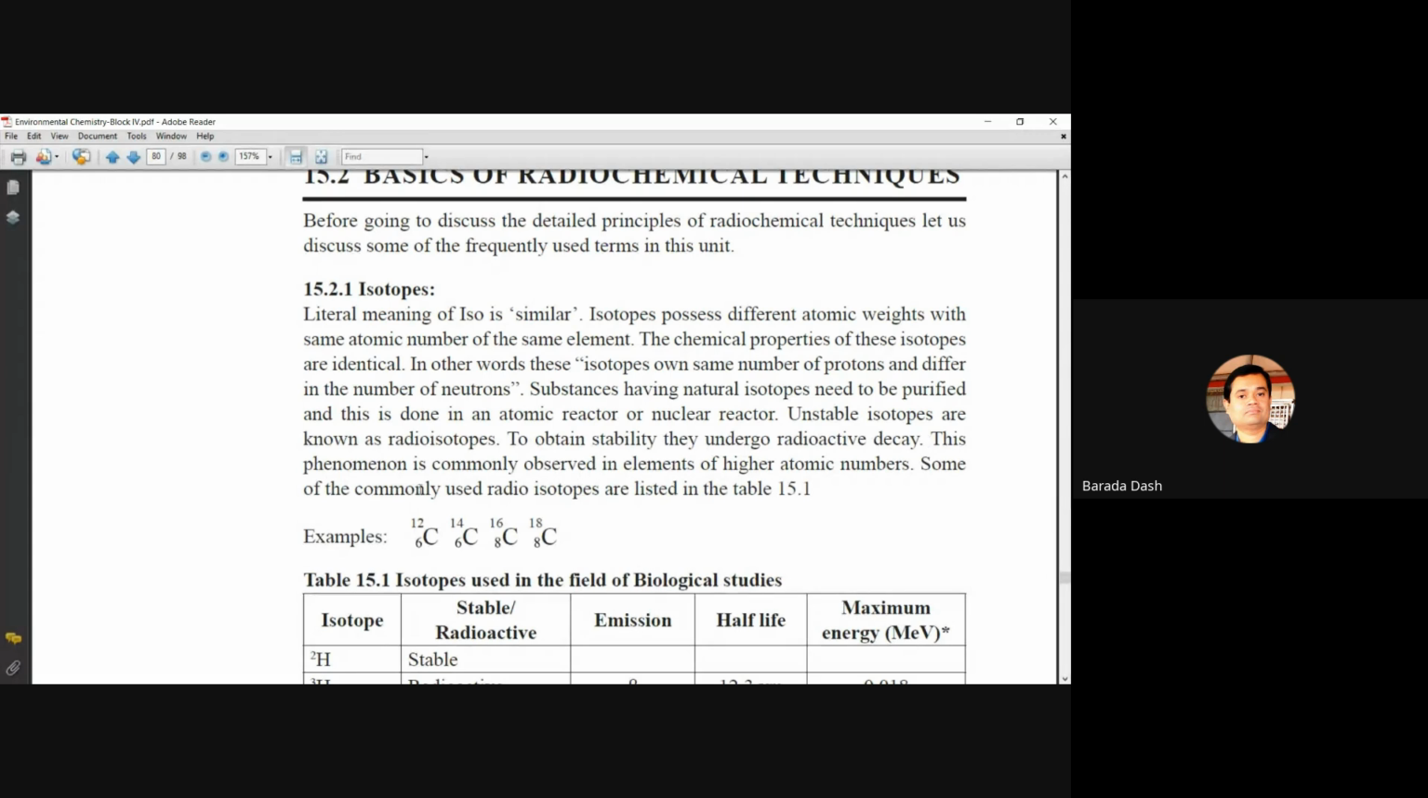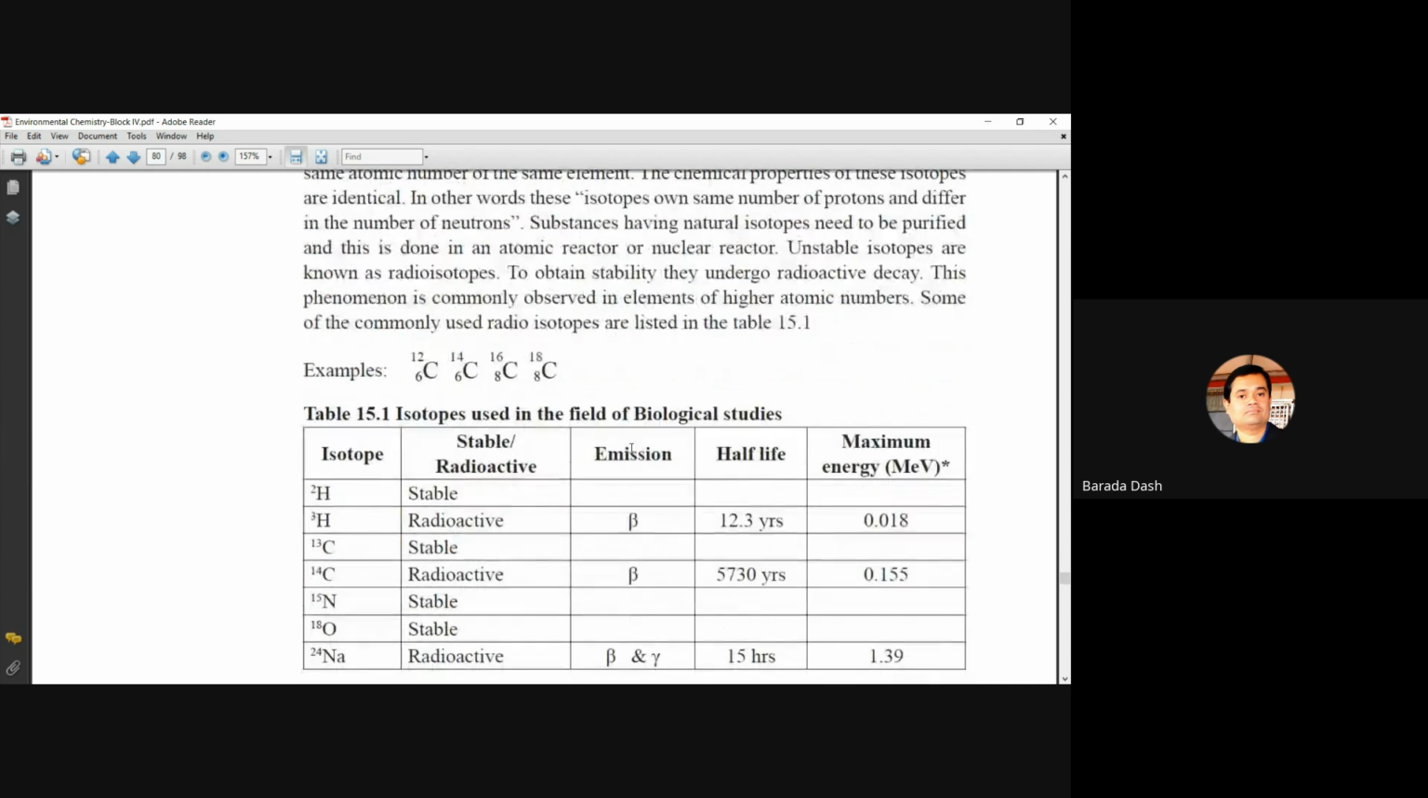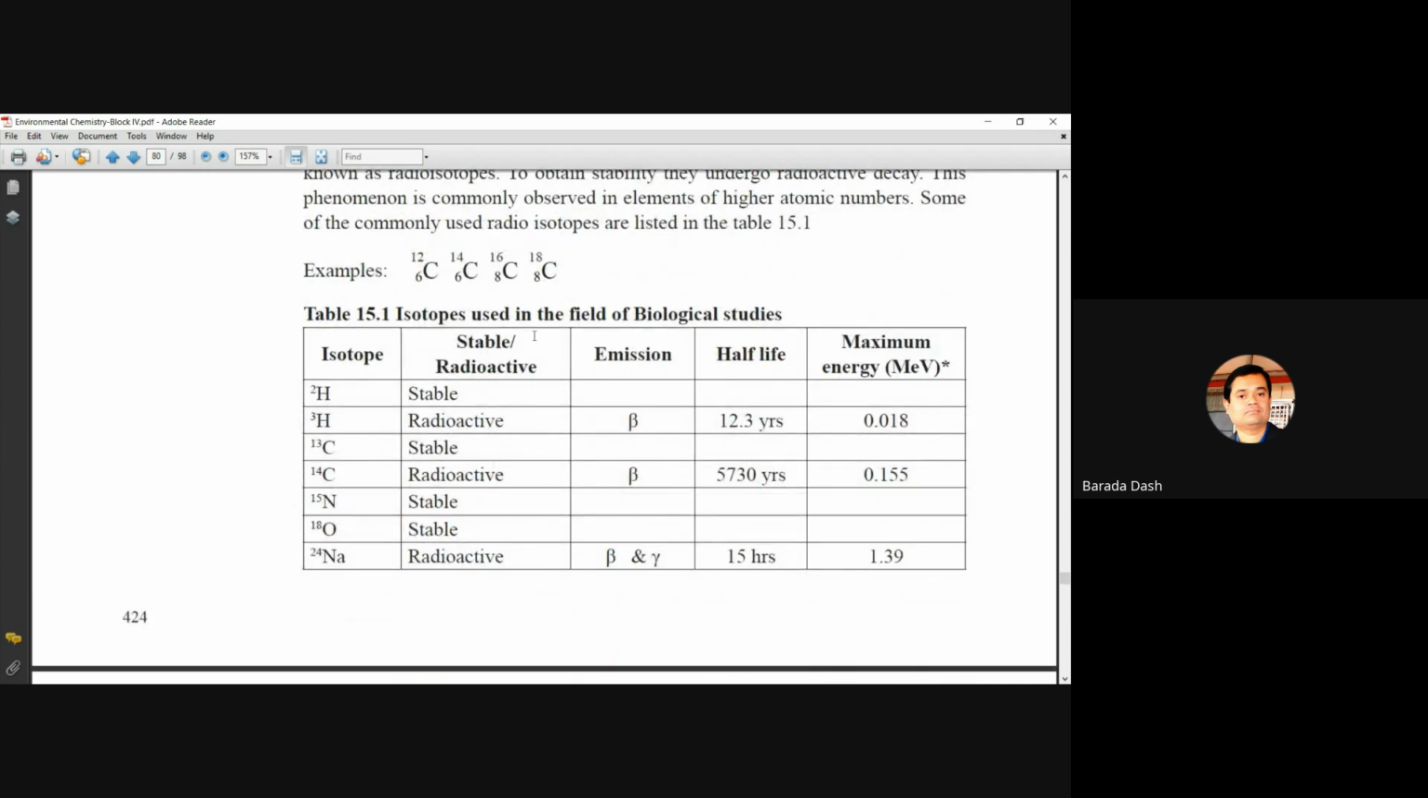Unstable isotopes are known as radioisotopes. To obtain stability, they undergo radioactive decay. This phenomenon is commonly observed in elements with higher atomic number. Some of the commonly used radioisotopes are C12, C13, C14, C18. Isotopes used in the field of biological studies: stable isotopes, and H2 is stable. H3 is radioactive, C13 is stable, C14 is radioactive, N15 is stable, N18 is stable, N24 is radioactive.